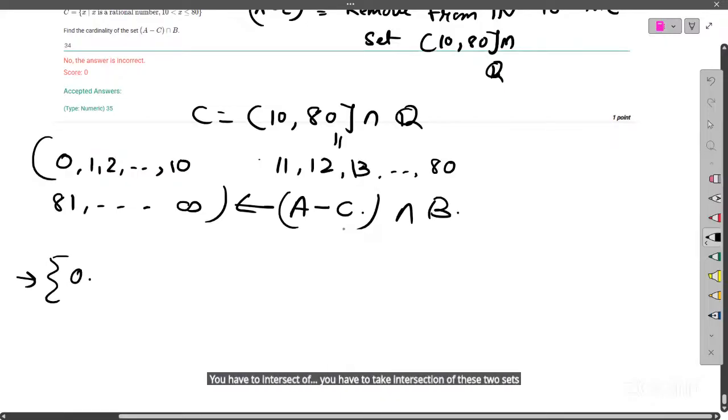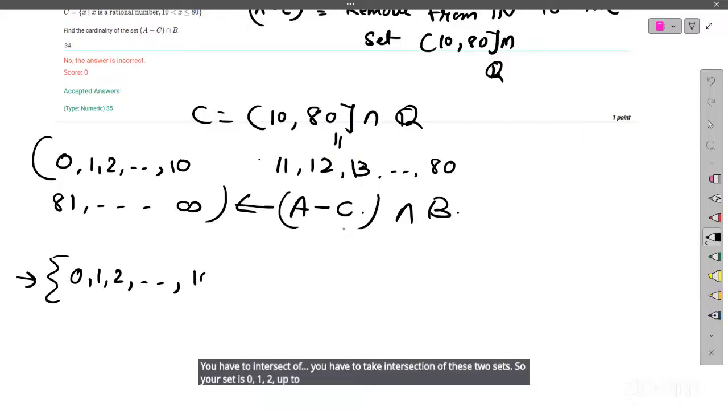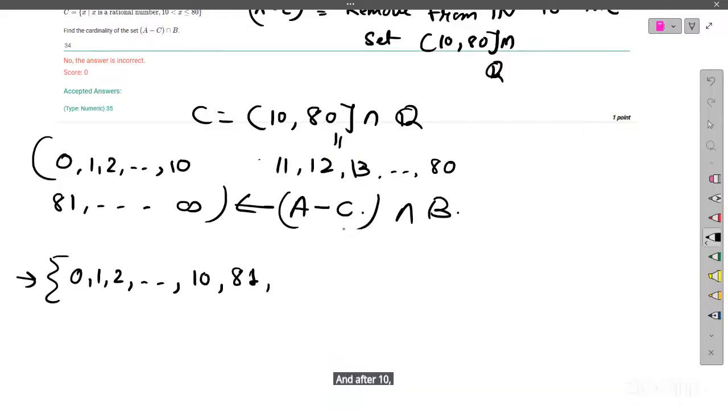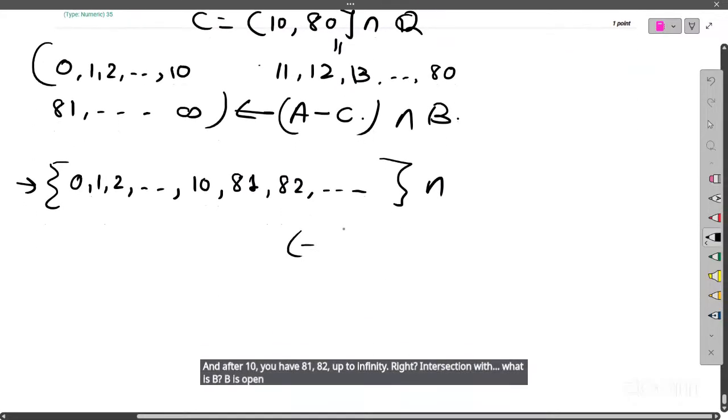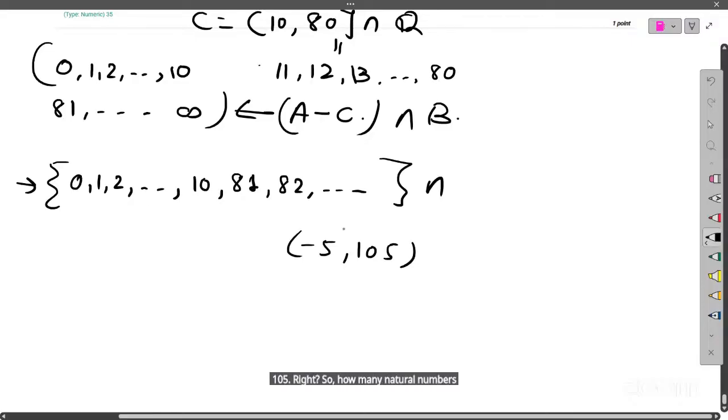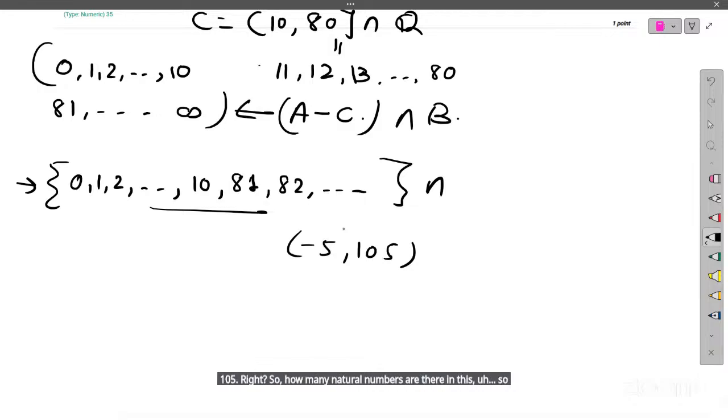So your set is 0, 1, 2 up to 10. And after 10, you have 81, 82 up to infinity. Right? Intersection with B. What is B? B is the open interval -5 to 105. Right? So how many natural numbers are there in this? So what will be the intersection we can figure out?